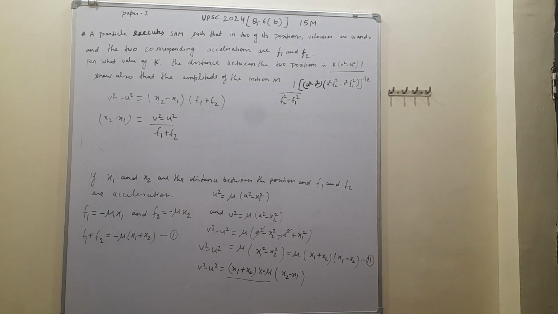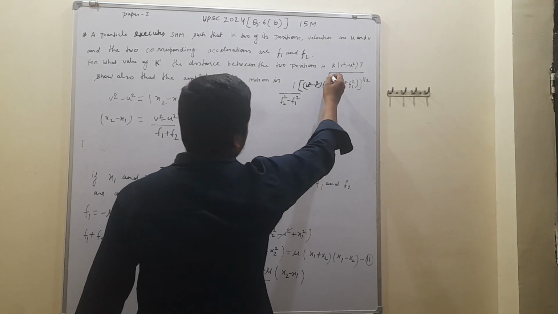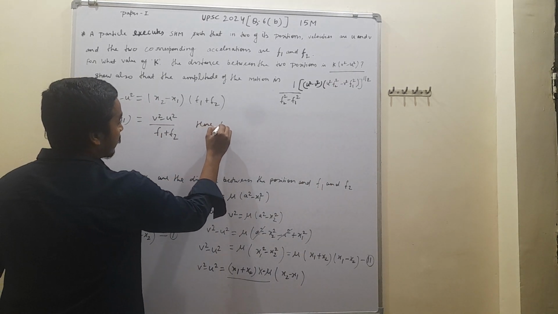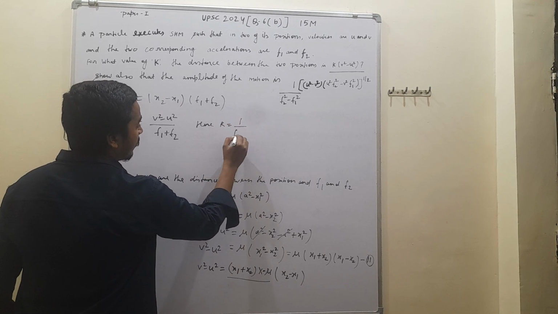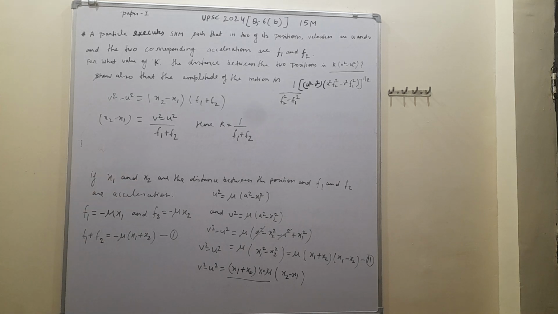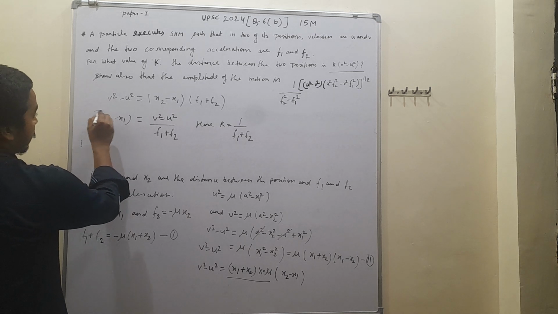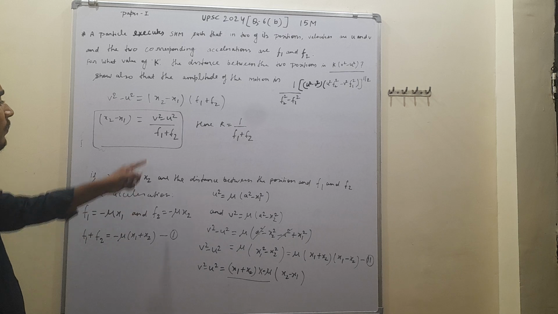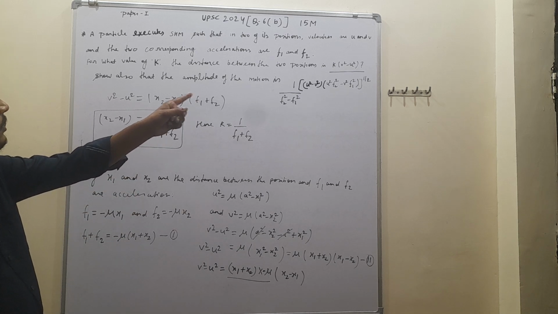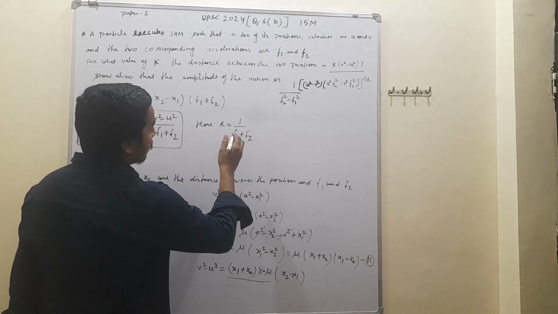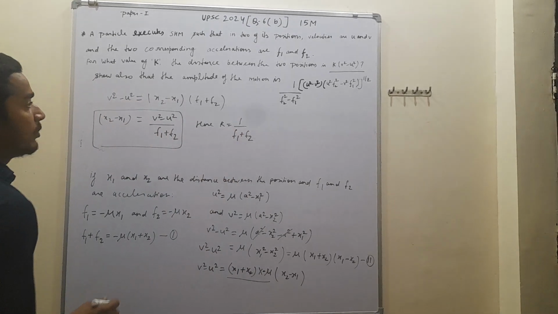Here, in the given question asked what is the value of k. So here k is equal to 1 upon (f1 plus f2). This is the distance between the two positions, the value of this. In place of k, what is the value? So k is equal to 1 upon (f1 plus f2).